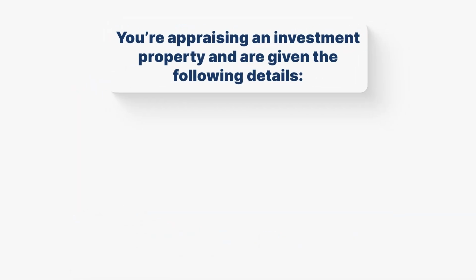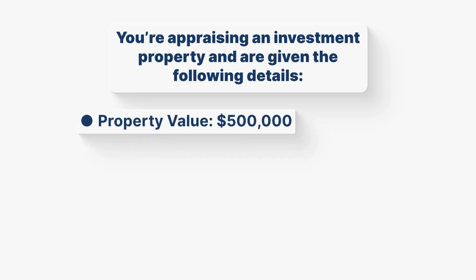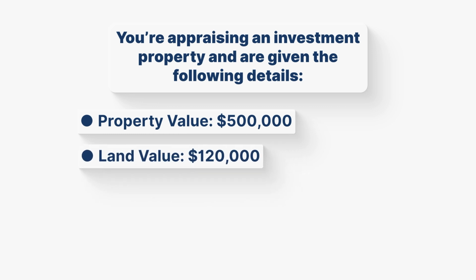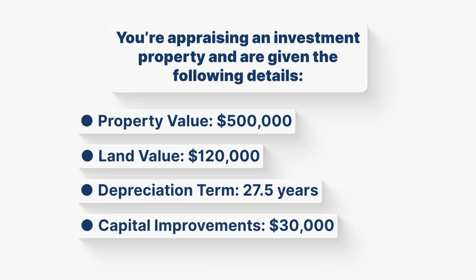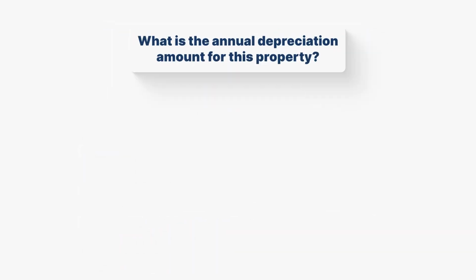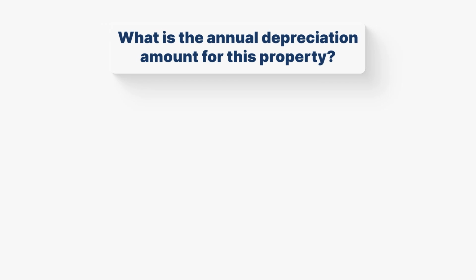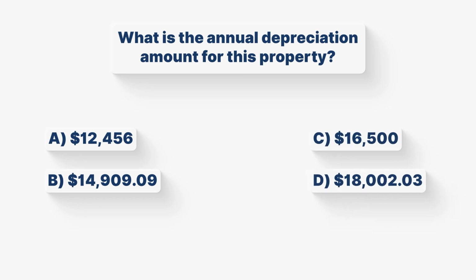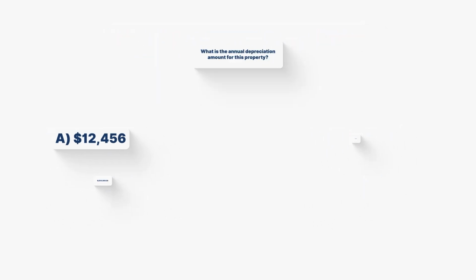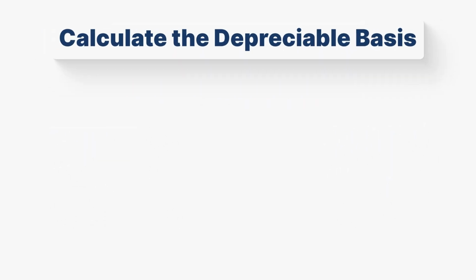Here is an exam question example. You're appraising an investment property and are given the following details. Property value, $500,000. Land value, $120,000. Depreciation term, 27.5 years. Capital improvements, $30,000. What is the annual depreciation amount for this property? A, $12,456. B, $14,909.09. C, $16,500. D, $18,002.03.